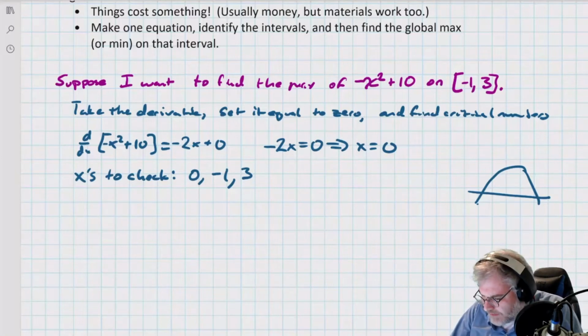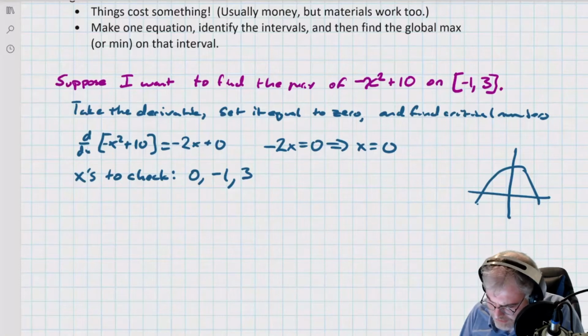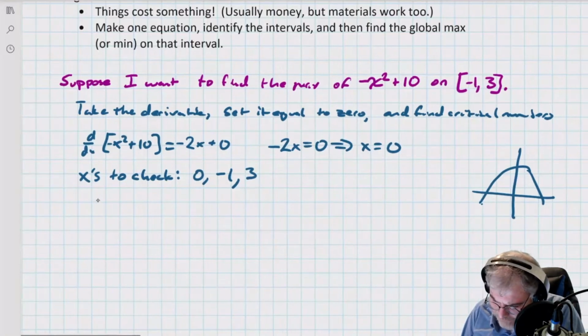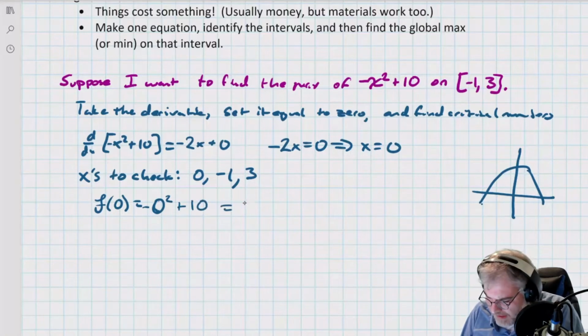I already know what it's going to look like. The max is going to happen at 0, but let's just throw it in here. I've got negative x squared plus 10, so f of 0 equals, in my original equation, negative 0 squared plus 10, which equals 10.